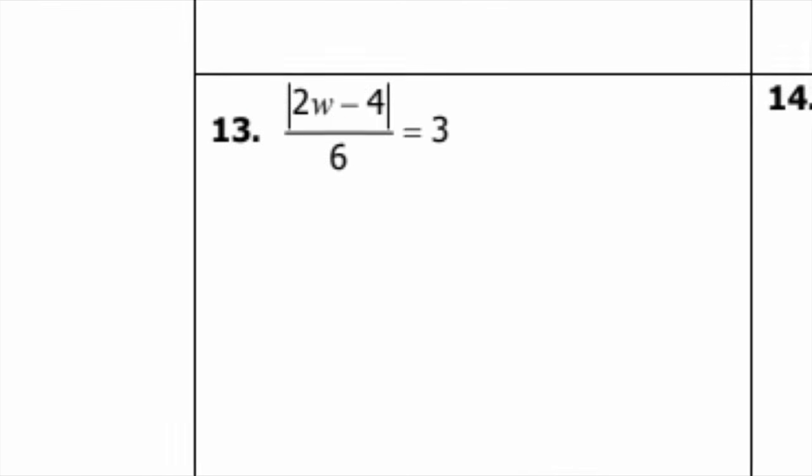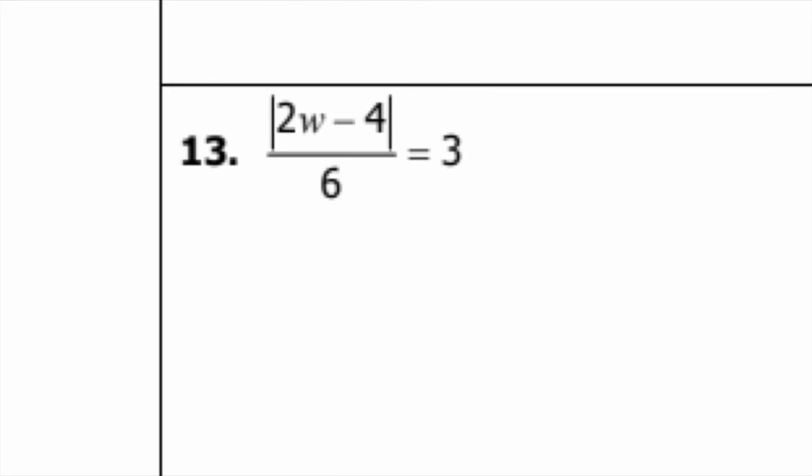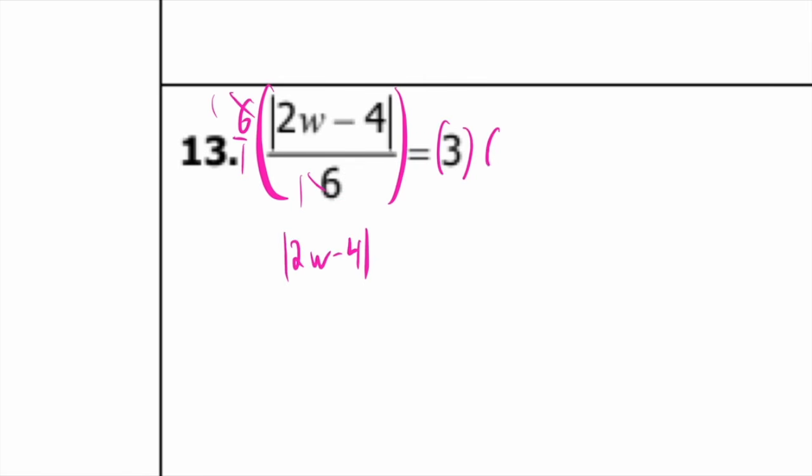Now at number 13 here, our absolute value is being divided. Well, we undo division by multiplying by that number. So I'm going to multiply by 6, or 6 over 1, and the 6 is reduced. And then on the other side, I get the absolute value of 2w minus 14. Note the absolute value is still there. And I multiply both sides by 6, so I multiply the right side by 6, which I get 18.